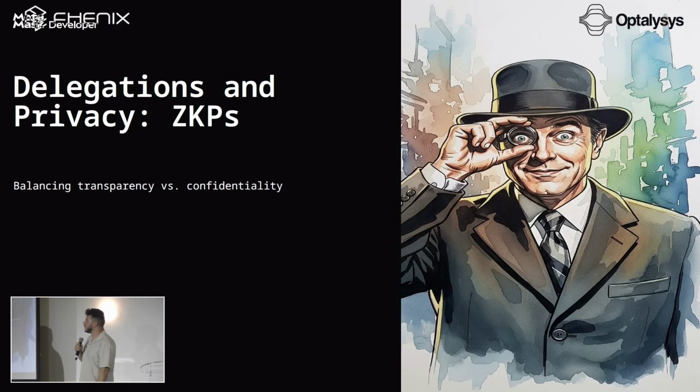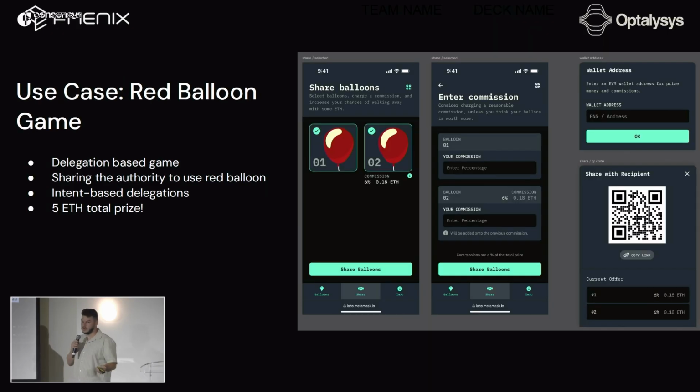Oh, and this is all open source. So if you want to run this game again, you can just fork our repo. It's called Red Balloon. It's under the MetaMask GitHub, and you can fork it and spin up your own game. Let me know if you do so.